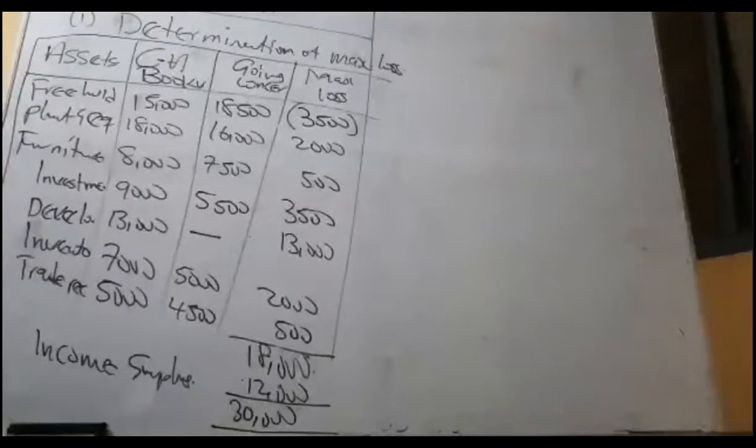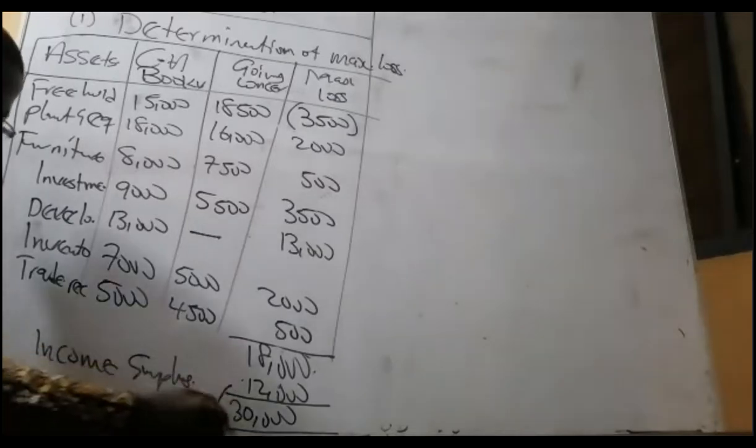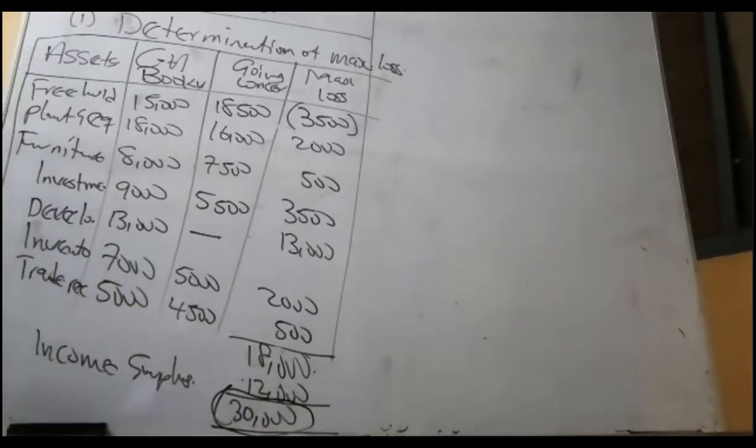Share the maximum loss. Get the resources, propose the scheme, prepare your new balance sheet, and that's the end of the game. Now let's continue. So right from here, we have to share the maximum loss. So let's go and share the maximum loss of 30,000 to the key stakeholders.